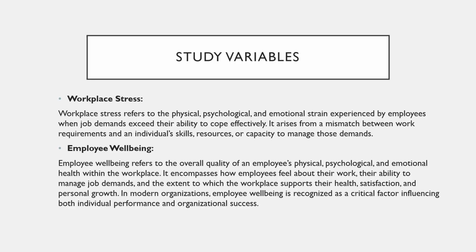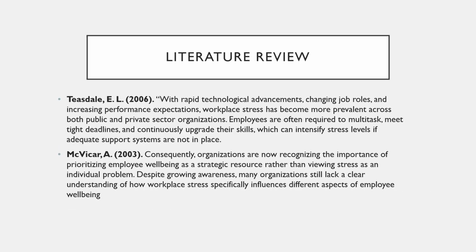Employee well-being refers to the overall quality of an employee's physical, psychological, and emotional health within the workplace. Clearly defining these variables helps the audience understand the structure and focus of the research. The next slide focuses on the literature review, where relevant findings from previous studies are discussed. This section demonstrates the researcher's understanding of existing knowledge, identifies research gaps, and shows how the current study contributes to the literature. Key theories, models, and empirical findings should be briefly summarized, supported by appropriate citations.